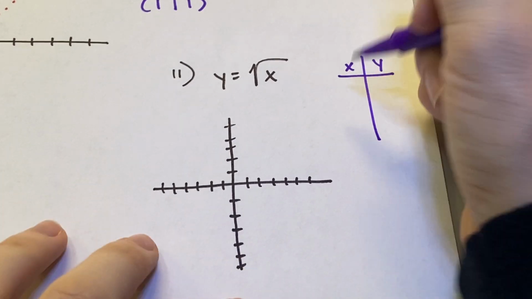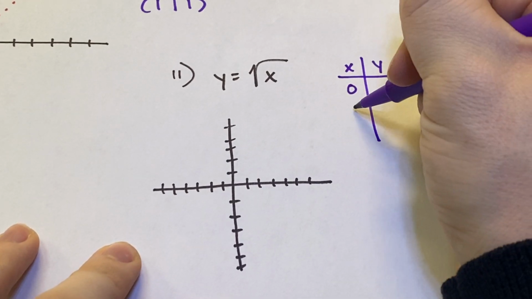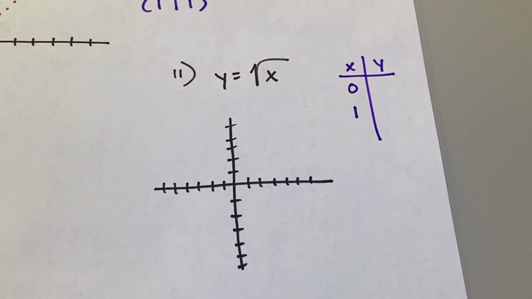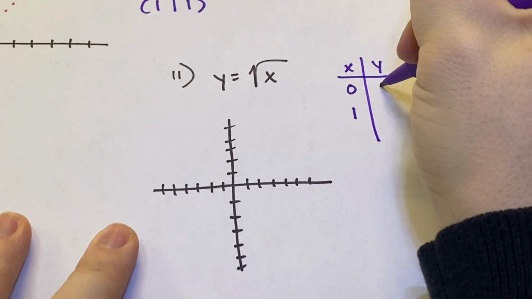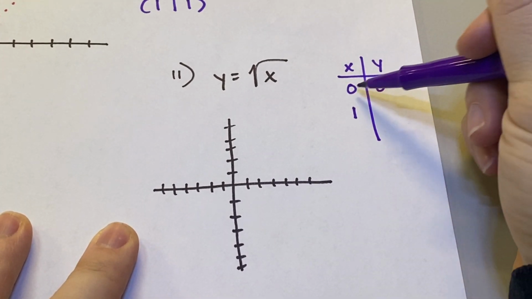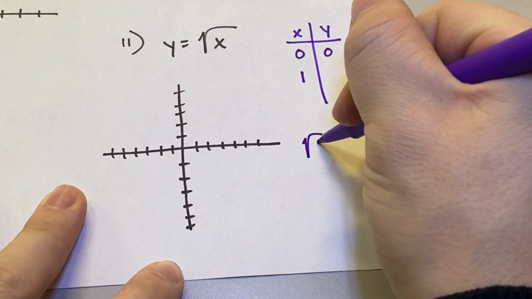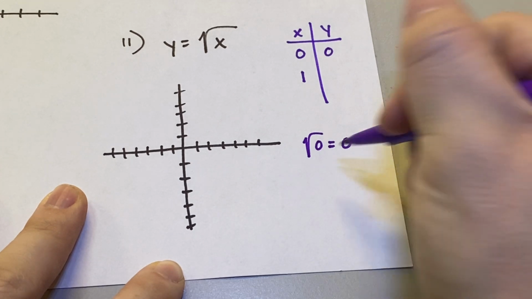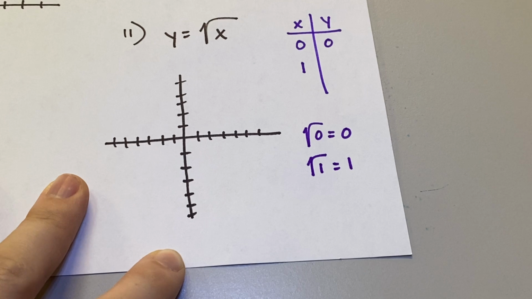For example, is there a square root of 0? Yeah. What is the square root of 0? 0. Is there a square root of 1? Yeah. What is the square root of 1? It's 1. Square root of 0 is 0 because 0 times 0 is 0. Let's write these down. Square root of 0 equals 0. Square root of 1 equals 1 because 1 times 1 is 1.